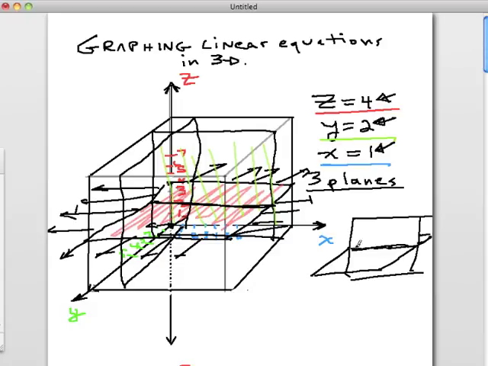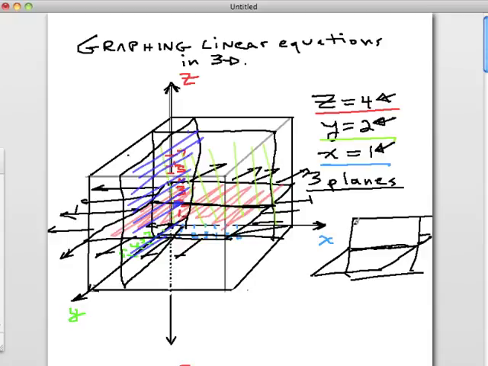We already found the intersection of these two. And let me color it in, maybe that'll make it easier to see what the intersection of that would be like. So it's this plane right here. Right? And we have an intersection right here at that one point.